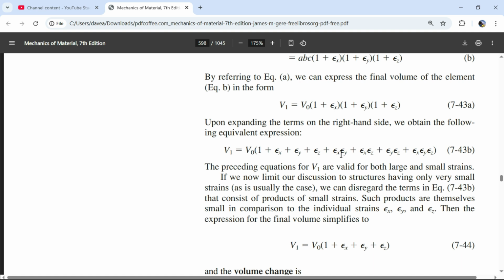Any two numbers multiplied together. If you had 0.1 times 0.1, that becomes 0.01. And if you had 0.01 times 0.01, that becomes 0.0001.